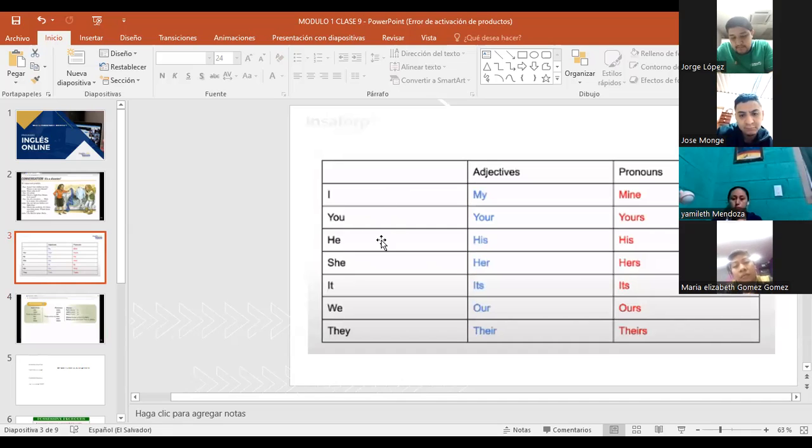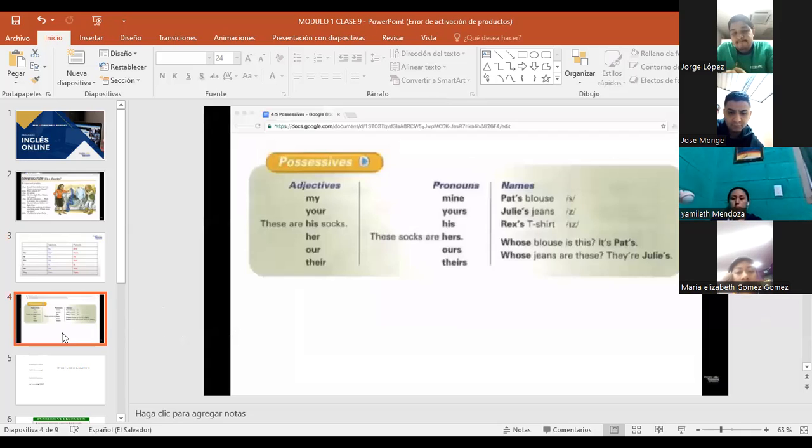Personal pronoun, los personal pronoun, I, you, he, she. Possessive adjective, my, your, his, her, its, our. Possessive pronouns, mine, yours, his, hers, its, ours, theirs. En este caso, chicos, para que no se confundan, es bueno memorizárselos, okay? Se dan cuenta, son iguales, right? Solo que en el pronoun lleva una S, right? Yours. His es el mismo. Hers lleva una S. Its es el mismo. Y ya los demás solo llevan S, okay? Pero la forma en la que se utilizan es de que los pronouns van al final, okay?